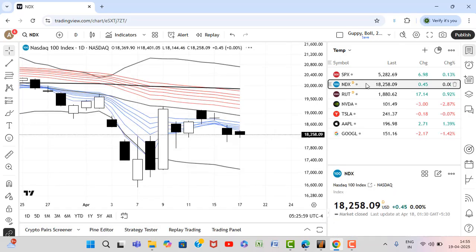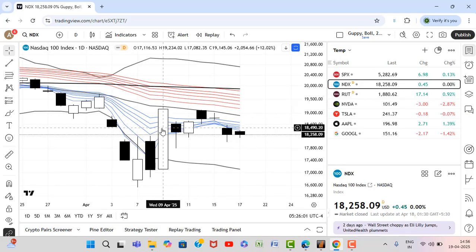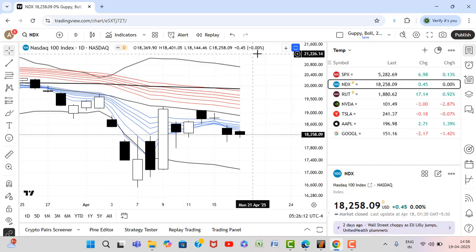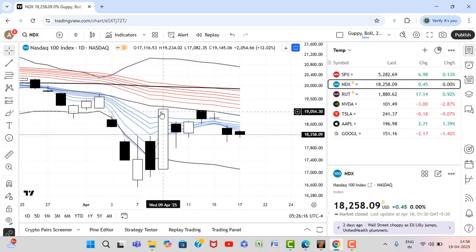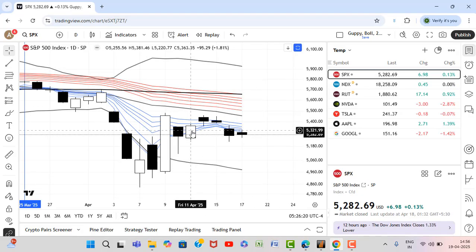On that day, if you see what Nasdaq did, it also had this large white candle, and it gained 12.02%. If you see, in this bracket comes the gain, 12.02%. The S&P 500 on that day, this is the S&P 500 chart, showed a gain of 9.5%.